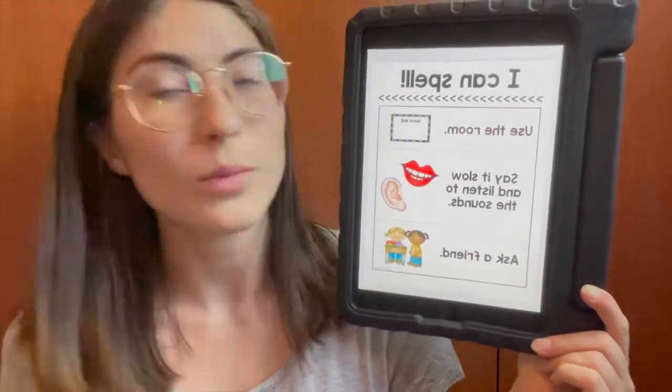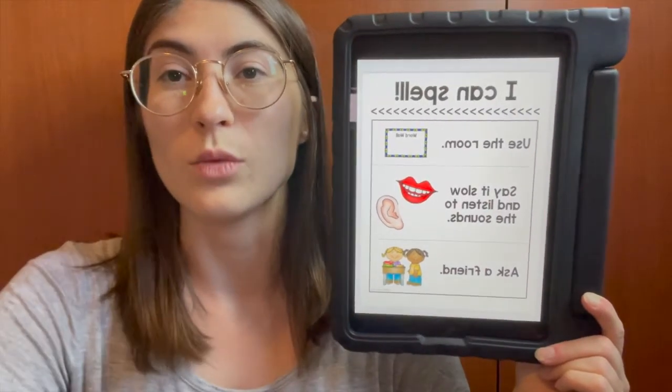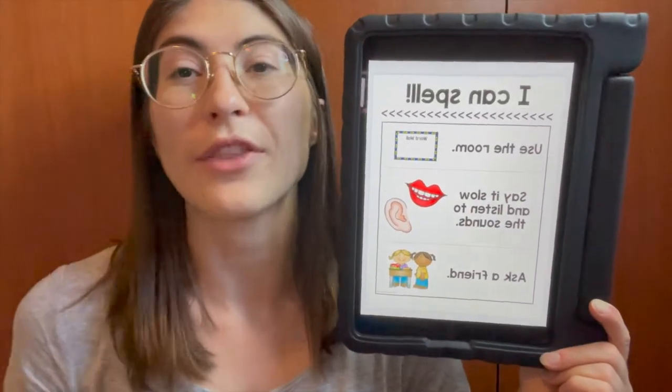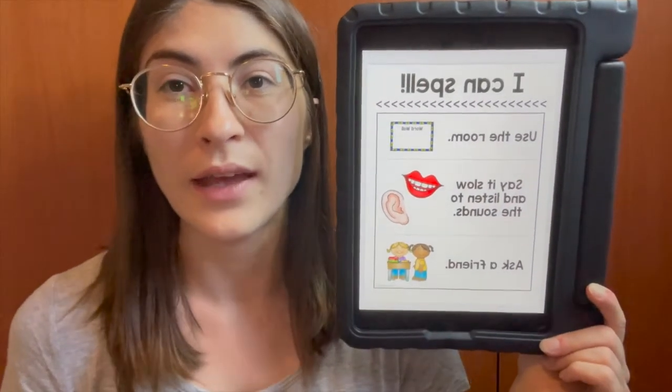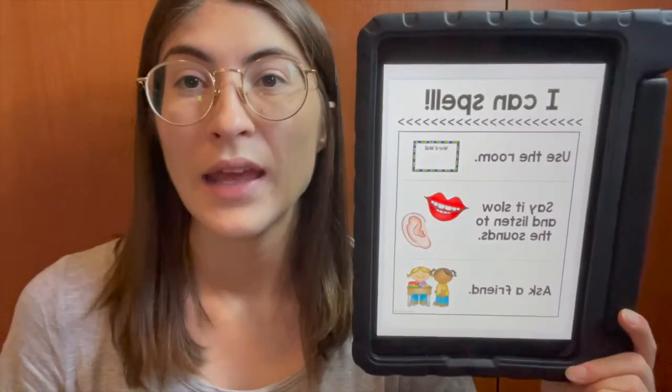Additionally, in the classroom, we have a word wall that has all our sight words. So if you would like to have your students write sight words and post them around the room, that can be helpful as well. But this is a great tool, just using the room around them.